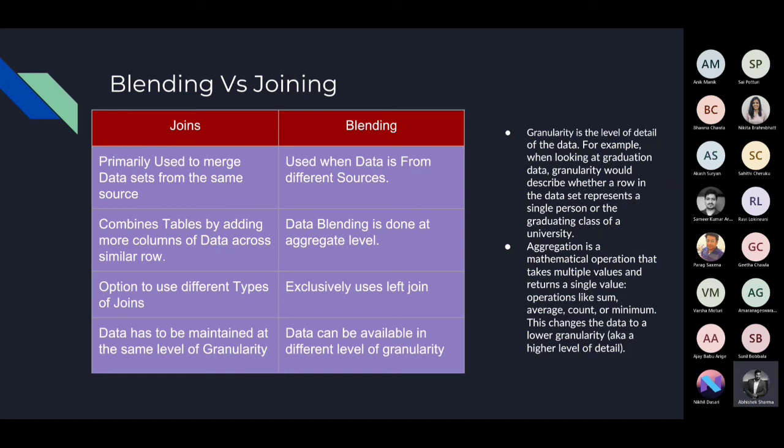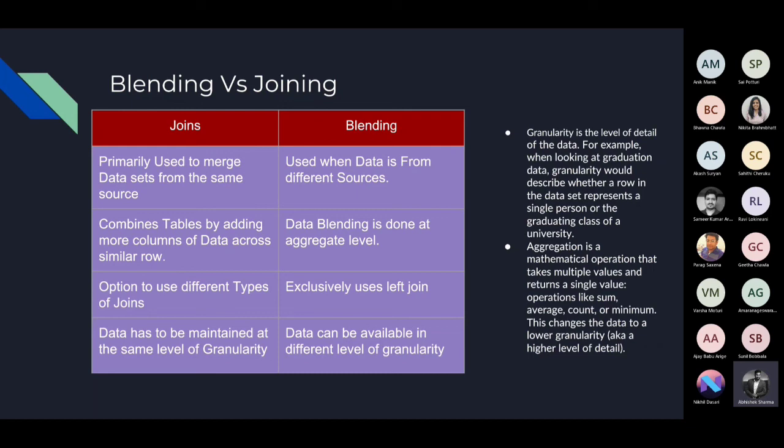Second one being, joins combine tables by adding more columns of data across similar rows, and blending is done at the aggregated level, like whatever is there on the view. In case of joins, it combines tables by adding more columns of data across similar rows, like when we were seeing in case of left join, right join. So if the first table had 3 columns and the second table had 3 columns, and one of them was actually common, then ultimately we had 5 columns there. If you remember the equi-join, left join, whatever we saw there.